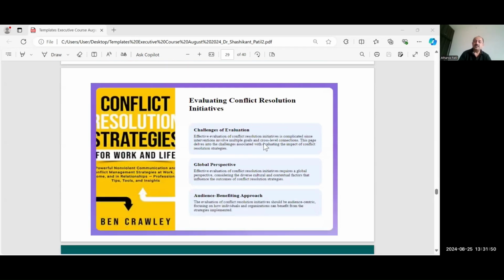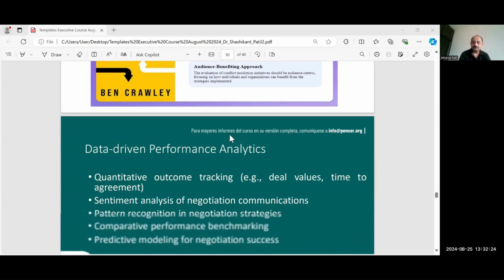Then here you have to evaluate conflict resolution initiatives. There are various challenges and issues associated with effective evaluation. Also, you have to keep a global perspective here, because if you have effective evaluation and assessment mechanisms for conflict resolution initiatives, then you can have global impact, because you have to consider the diverse cultural and contextual factors that influence the outcomes of your conflict resolution strategies. Also, your approach should be audience-benefiting, or human-centric.